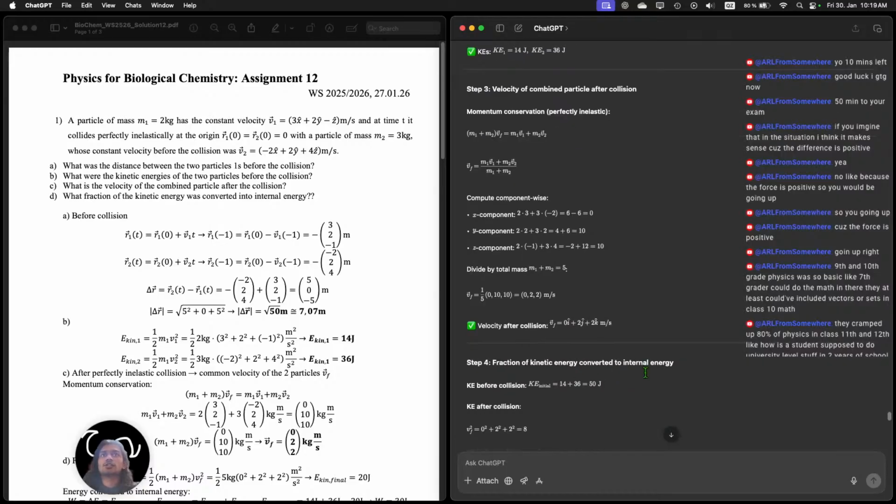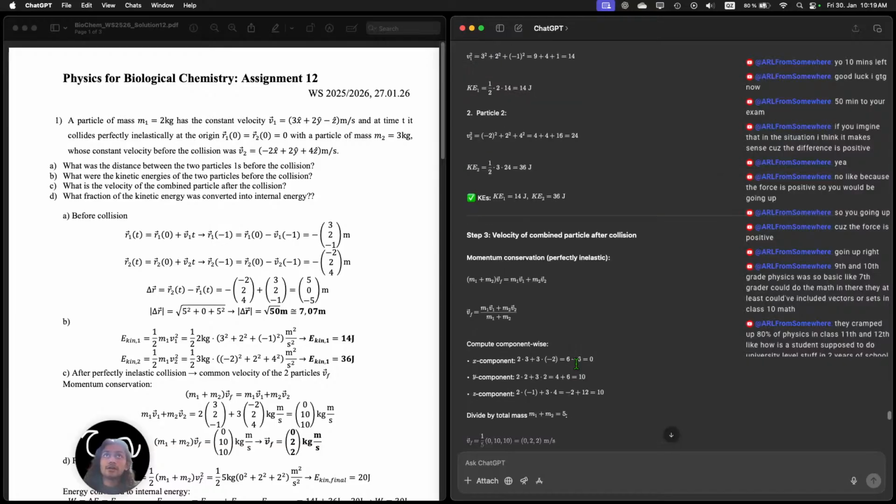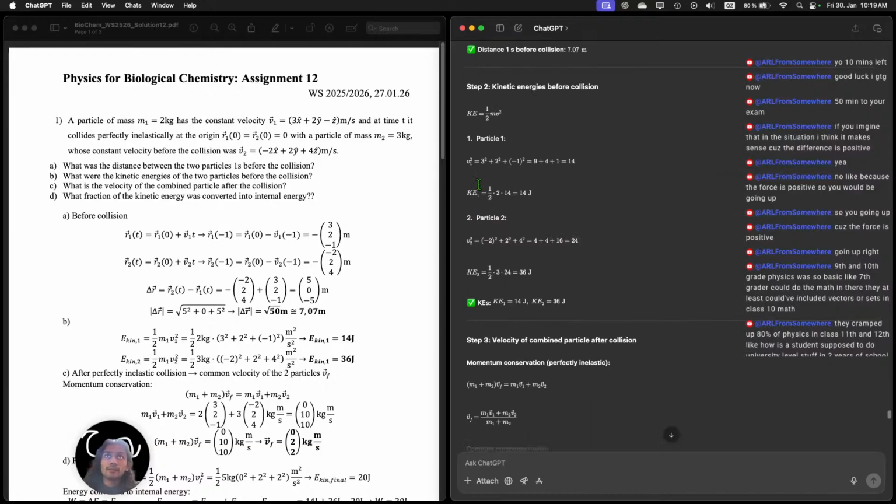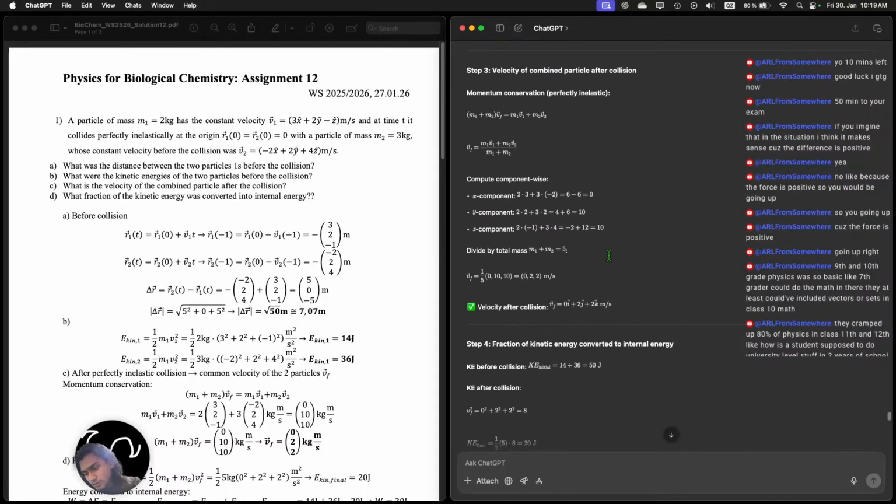Fraction of kinetic energy converted to internal energy. So you add the initial kinetic energies. Okay, m1 half mv square, right? Okay, I missed the v square.